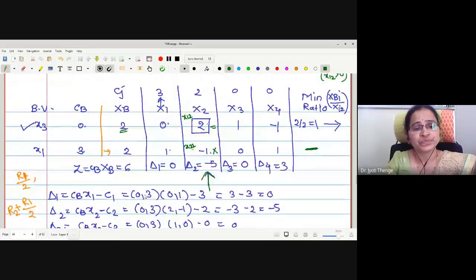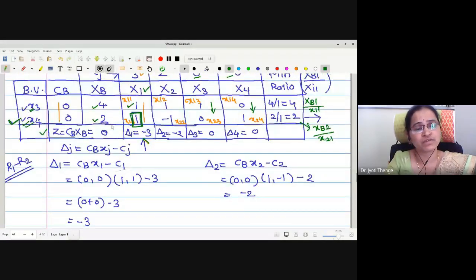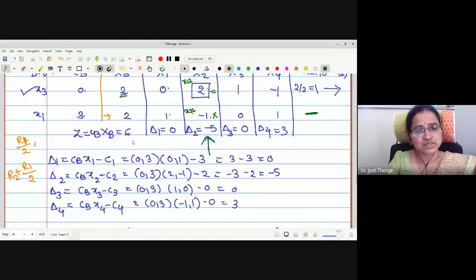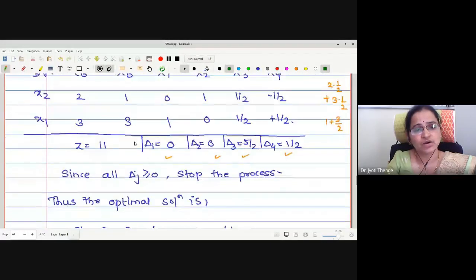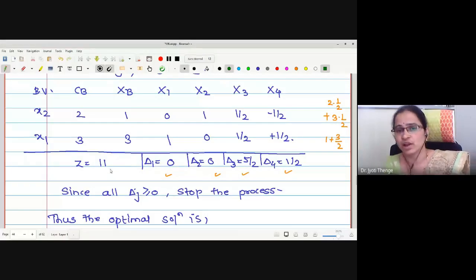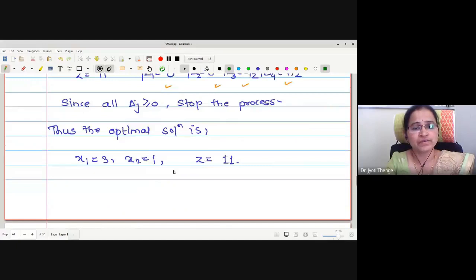One thing, for every simplex table, you can observe the value of z gets improved. For the initial simplex table, the value of z is 0. For the first simplex table, the value of z is 6. For the second simplex table, the value of z is 11. Means the value of the objective function is being increased, right? So whatever process we have done is correct. Therefore, here all the net evaluations are non-negative. We will stop the process and we will write the solution.